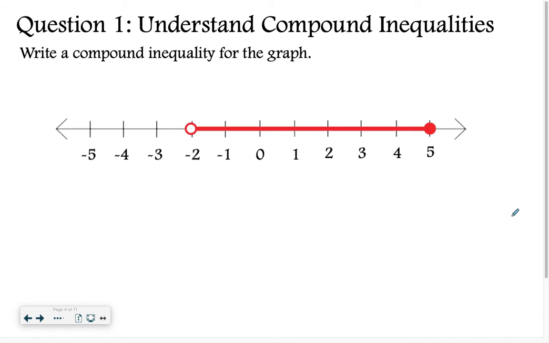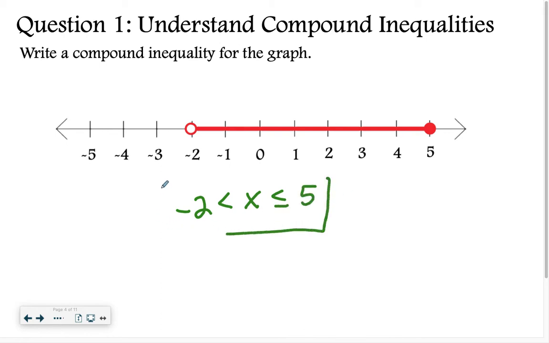Now, I want you to go ahead and try to write the compound inequality for this graph. Good luck. Hopefully you said on the left side it is -2, and x is greater than -2, but x is also less than or equal to 5.